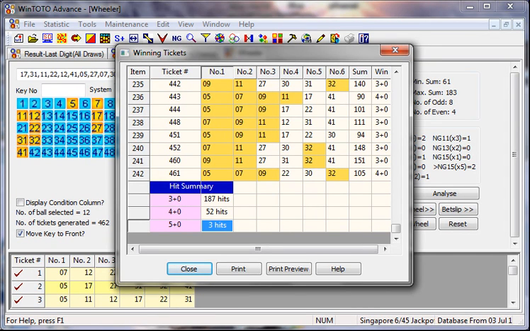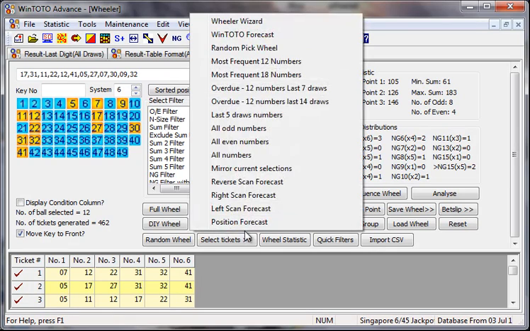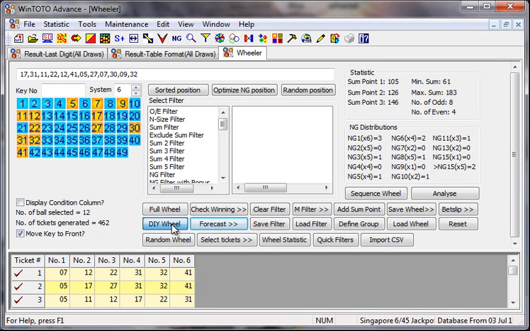But what you can do today is that you can actually use the software. Click on the random view. You can achieve the same results. You can achieve the same results. I repeat again.